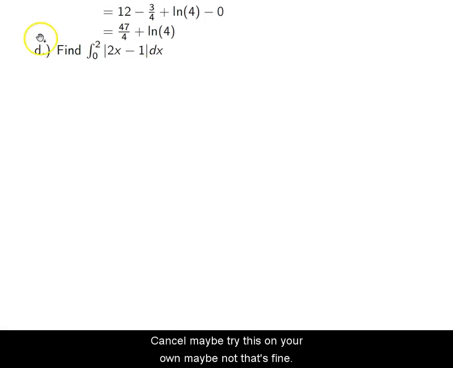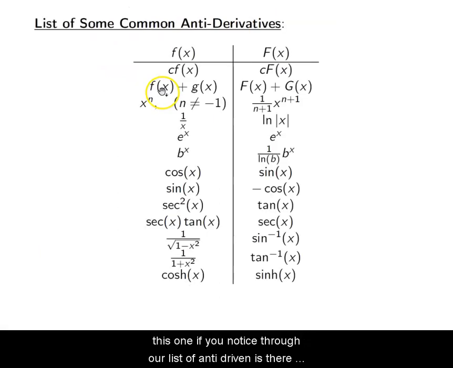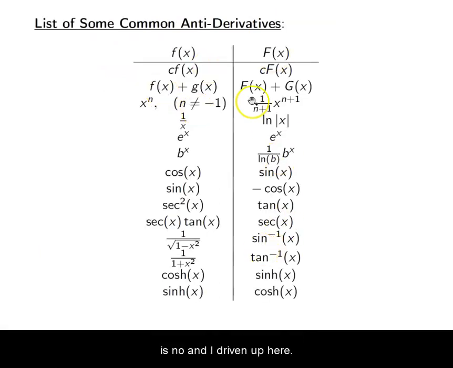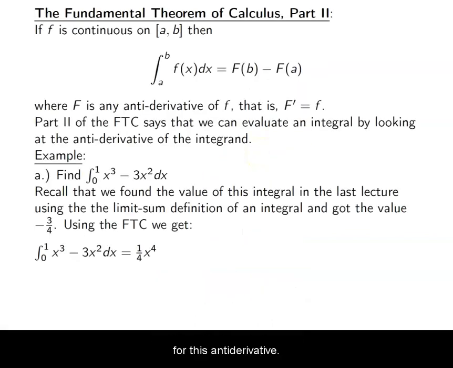Maybe not. That's fine. Here, the tricky part about absolute value of 2x minus 1, if you notice through our list of antiderivatives, there is no antiderivative here. We also never, at least I don't think we have, talked about how to differentiate an absolute value function. It is possible, but we didn't really cover it. It's not the most important thing. It's not something you see all the time, right? Like it's not something I run into throughout my mathematics journey as I'm doing stuff. So we'll talk about that now, especially for this antiderivative.